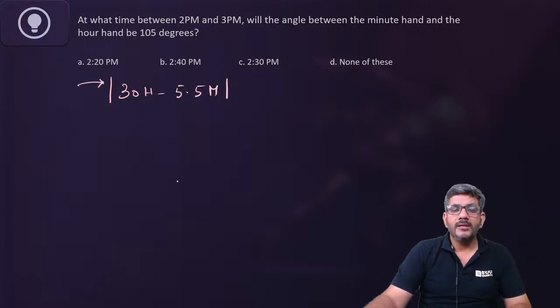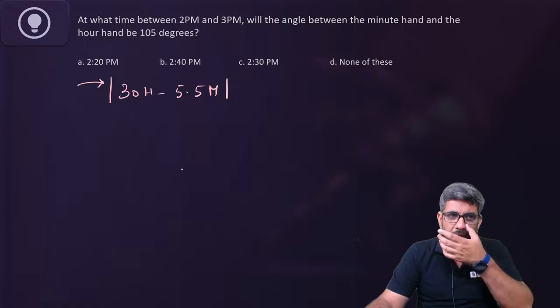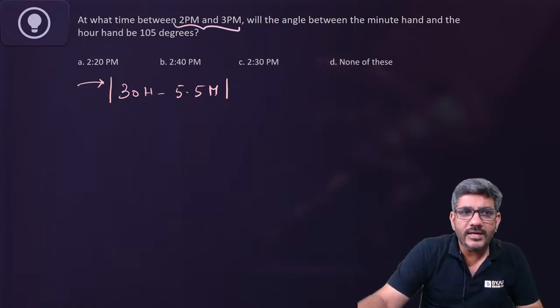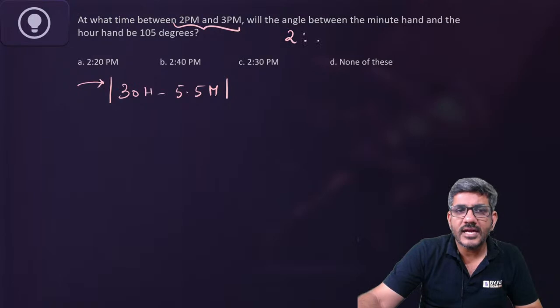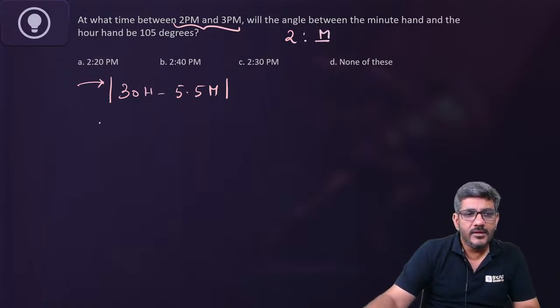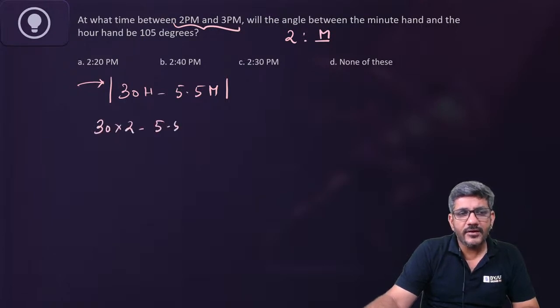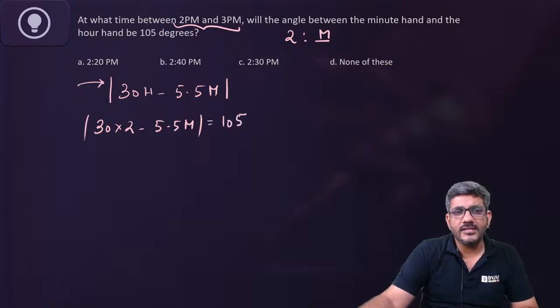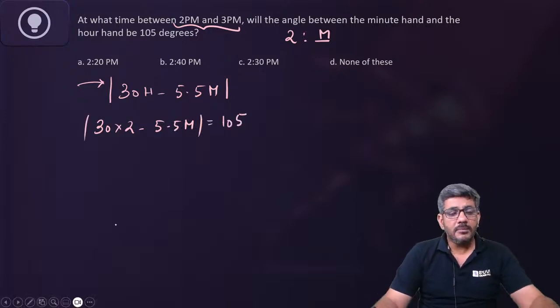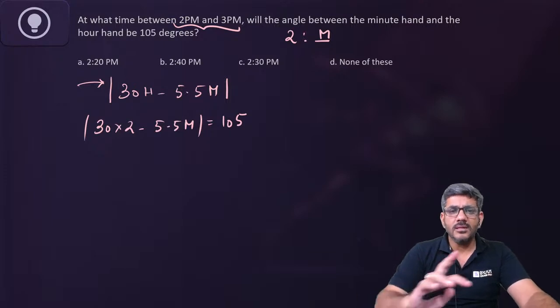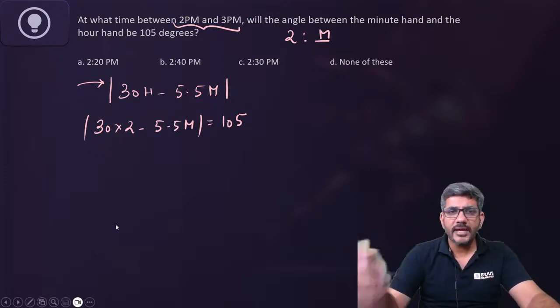That means there are two ways in which this can be done. Now, when he says at what time between 2 and 3, that means the time would be 2 hours and some minutes. Let's say m minutes. So let's put 2 and m. So 30 into 2 minus 5.5 into m. This should be equal to 105 degrees. That's what the question is asking us. अब इस पे तो mod लगा हुआ है. इसका मतलब plus 105 भी हो सकता है और minus 105 भी.